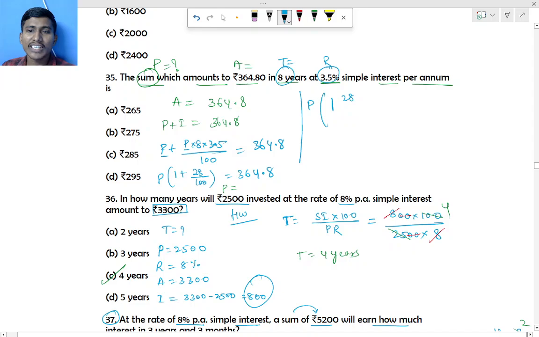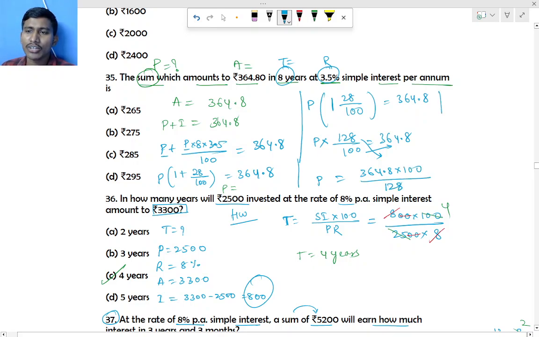1 and 28 by 100. 1 plus means 1 and, right? So here 364.8. 1 into 100 is 100, 100 plus 28 is 128. So 128 divided by 100 is 364.8. Now we have to do cross multiplication. So P is equal to 364.8 into 100 divided by 128.